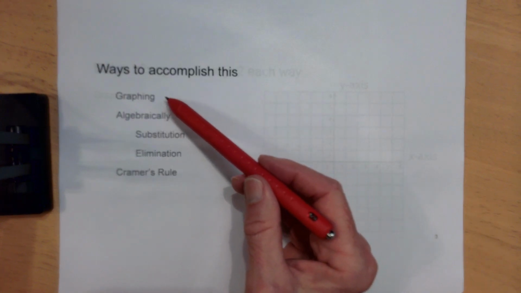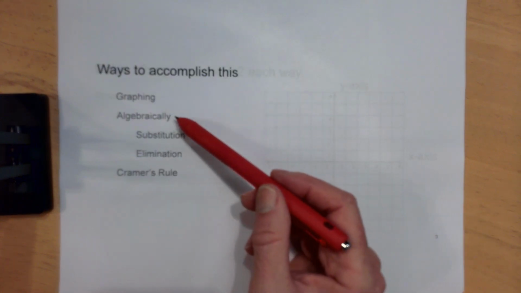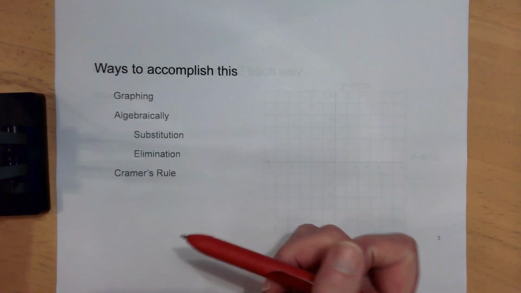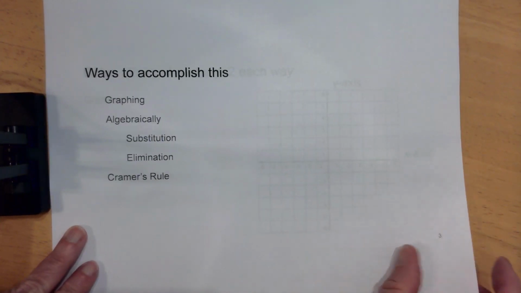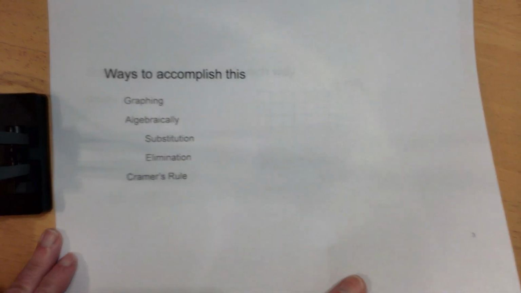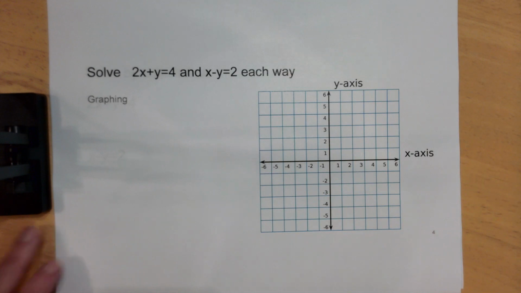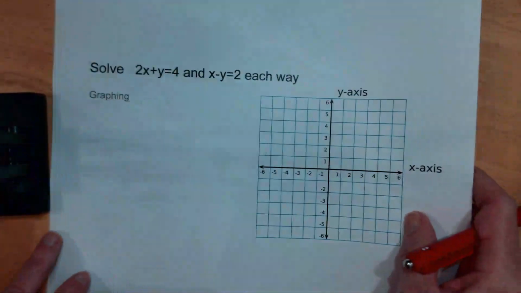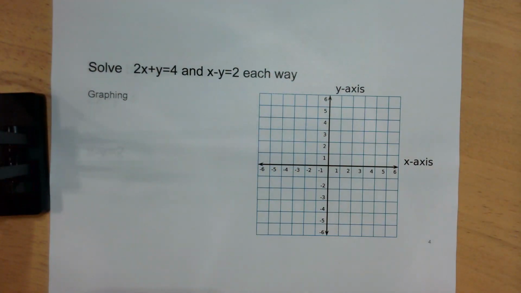We learned that we could solve them by graphing. We could solve them algebraically by either substitution or elimination, or we could solve them by Cramer's rule. Those are all the different ways that you need to be able to solve a system of equations. So let's do a little practicing here. We're going to take the same equation and we're going to solve it all of those ways.